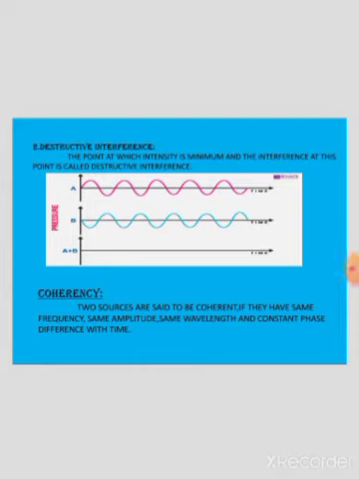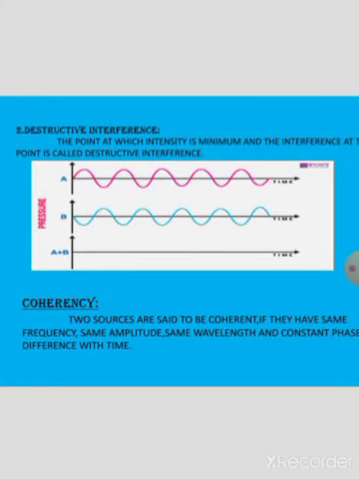The point at which intensity is minimum is called destructive interference. Let us see the diagram. In this, two waves are in opposite phase with respect to time, and when they superimpose, they destruct each other. That's why it is called destructive interference. That's all about the interference topic.